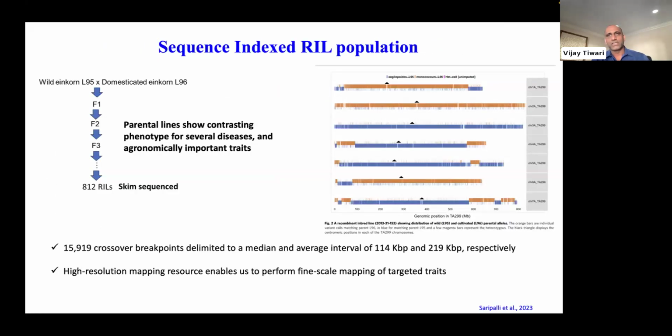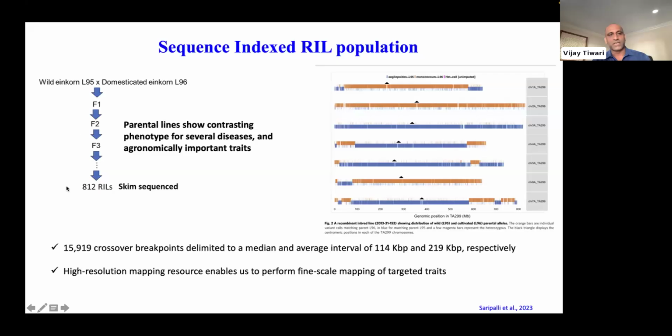In addition to this GWAS panel, we also have a sequence indexed population. It is a cross between a wild and a domesticated einkorn wheat. In both cases, we have a reference genome available. So all these reads can be traced back to the reference genomes, and we can pinpoint the SNP or genetic variation at the genome level.